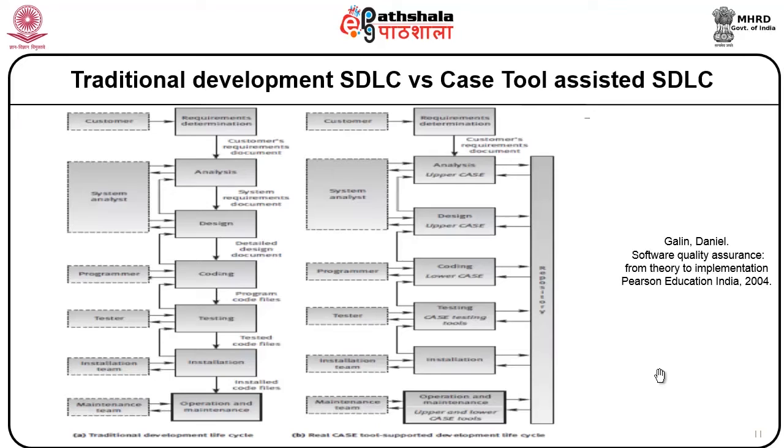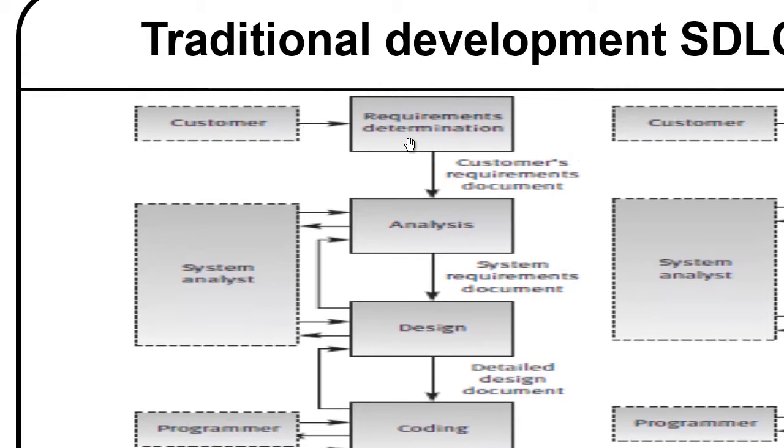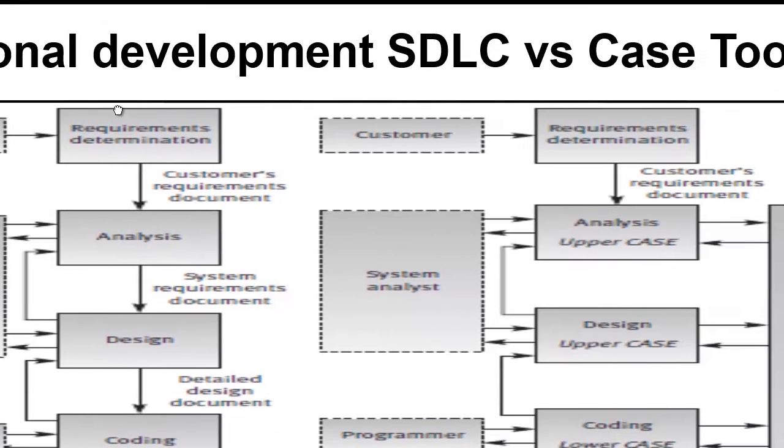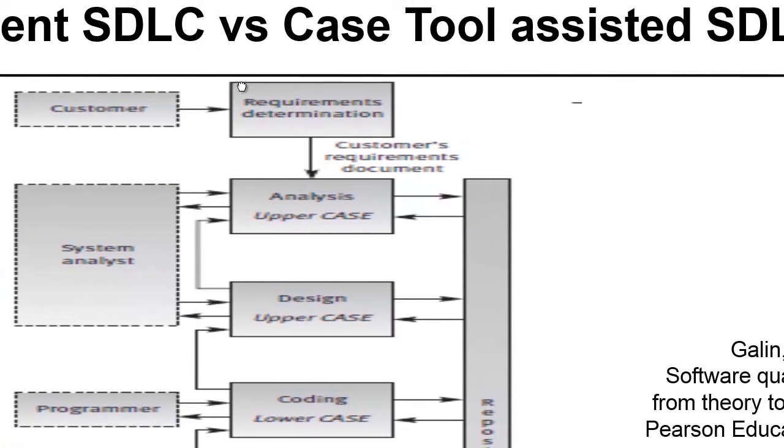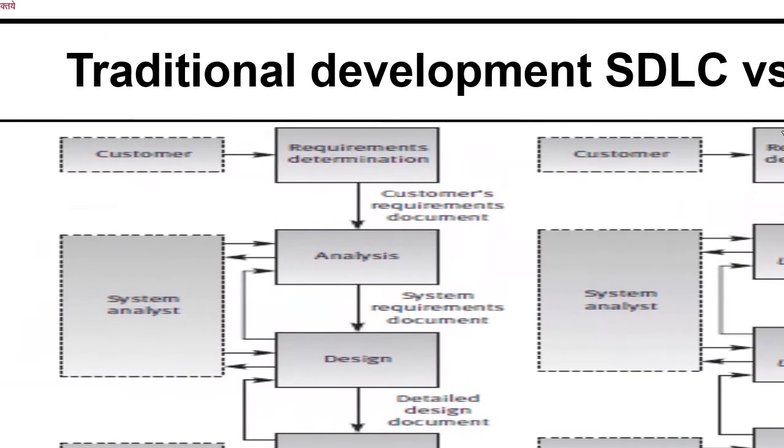Traditional development, software development lifecycle versus CASE tool assisted software development lifecycle. As we are aware, the major phases in the software development lifecycle are analysis phase, design phase, coding phase, testing phase, then the deployment phase and maintenance phase. Let us discuss traditional software development lifecycle and CASE tool assisted software development lifecycle.